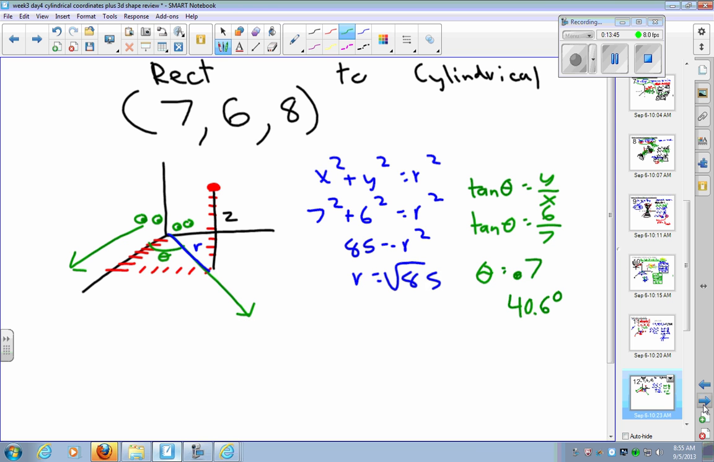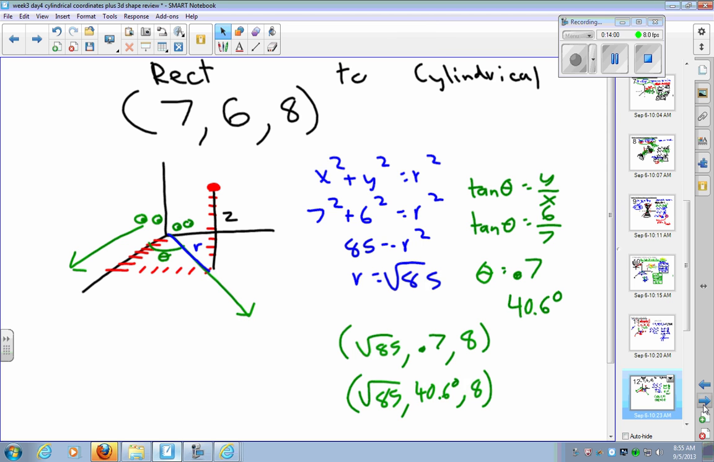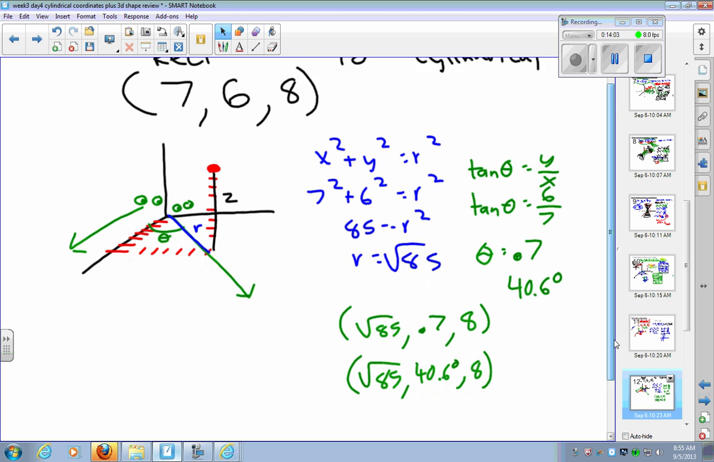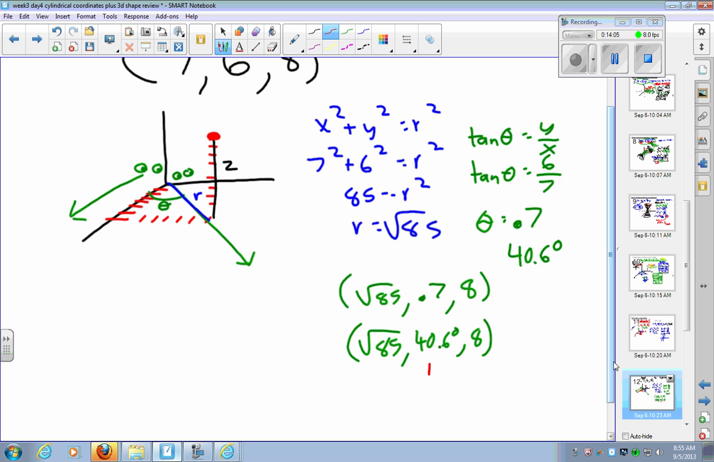So your options are, you either would say square root of 85, 0.7, and I looked up 8, or square root of 85, I rotated 40.6 degrees, and I still looked up 8. And so again, order-wise, when you walk this out, you do this first with your eyeballs, then you walk that distance, and then you look up that way. So for me, sometimes I kind of wish it was theta r z, because that's the style you actually walk it out on.